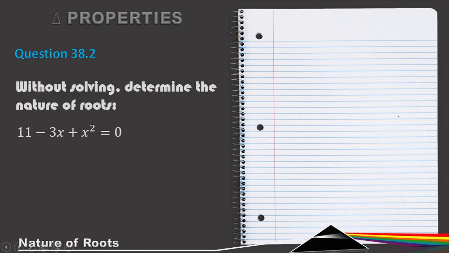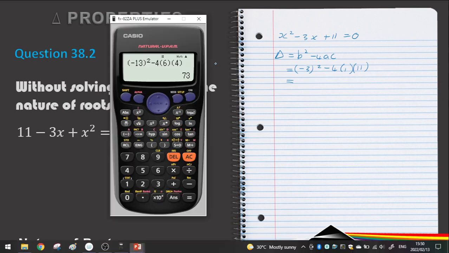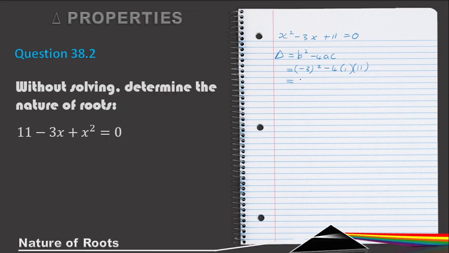Right, without solving, determine the nature of roots. Now we need to put this into standard form, obviously. So x squared minus 3x plus 11 equal to 0. And then discriminant is equal to b squared minus 4ac. And substitute in -3 squared minus 4. A is 1, C is 11. Then we have 9, minus 3 squared is 9. 9 minus 44. So this is -35.